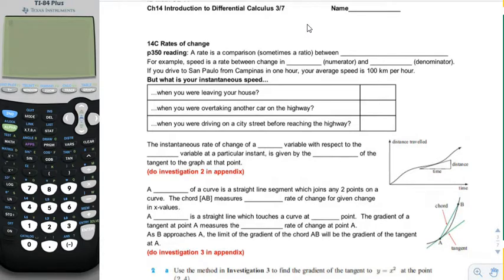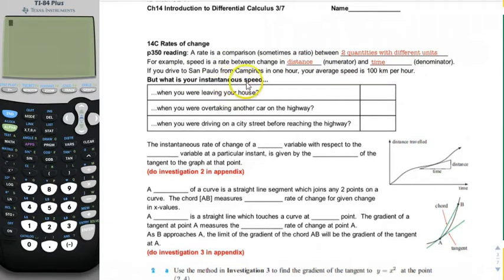A rate is a comparison, sometimes a ratio, between two quantities with different units. For example, speed is a rate between change in distance in the numerator and time in the denominator. If you drive to São Paulo from Campinas in 1 hour, your average speed is 100 kilometers per hour.